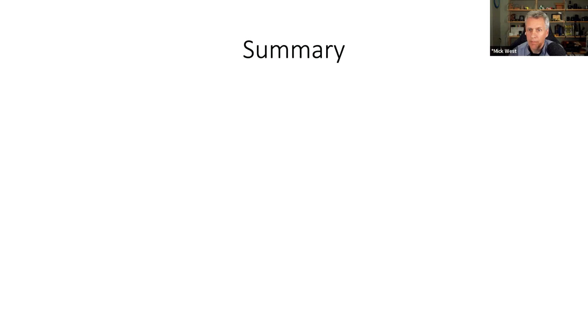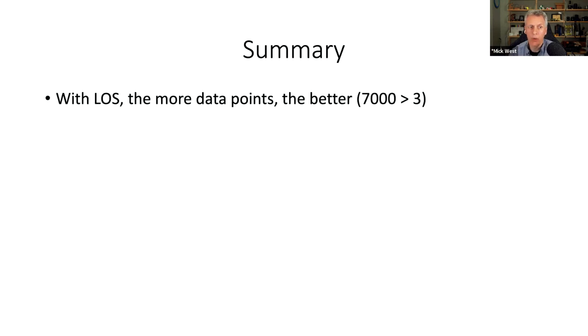So in summary, the more data points, the better. With lines of sight, you want to use as many data points as possible. If you just use a handful of data points, it's prone to error. If you use lots of data points, then things will leap out at you. If things are wrong, things will jump from one position to another, and you can do a much more sophisticated analysis and reconstruction. Often the data is noisy.